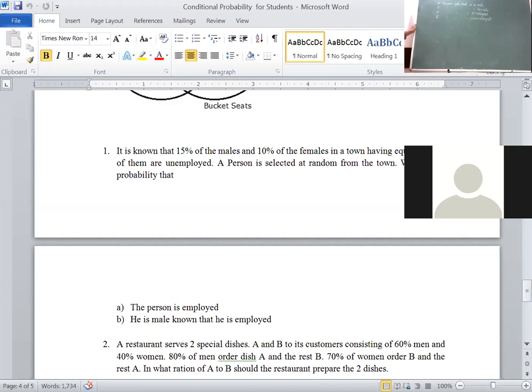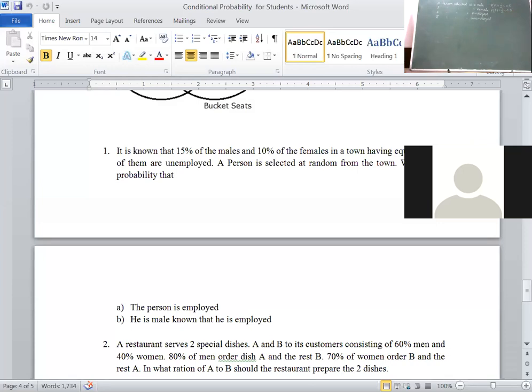Then, here, the probability that the person selected is male is half. Why is it half? Males and females in a town having equal number of them. Equal number, underline. That means the probability of the person selected is male is half, that is 0.5. Similarly, for female, equal number of them. For that purpose, we are doing this. Half, that is 0.5.